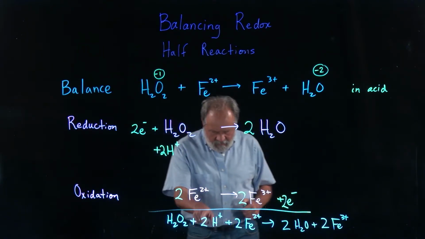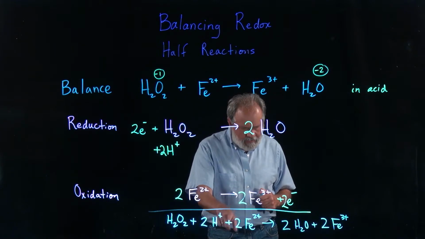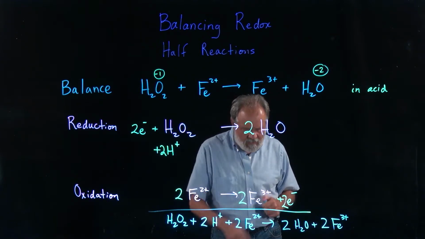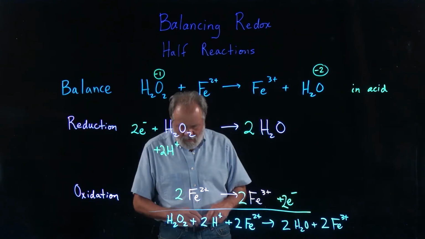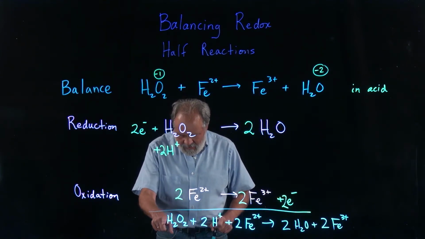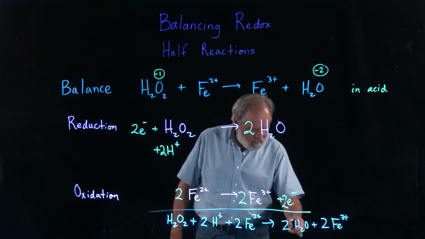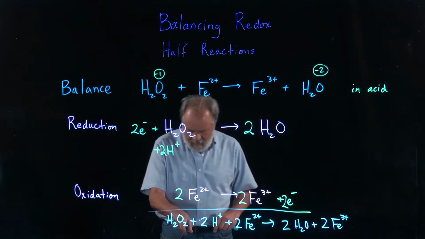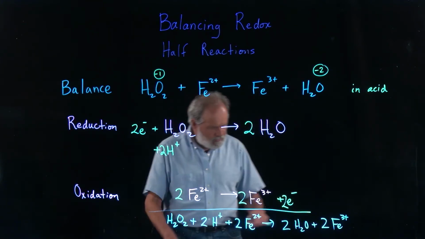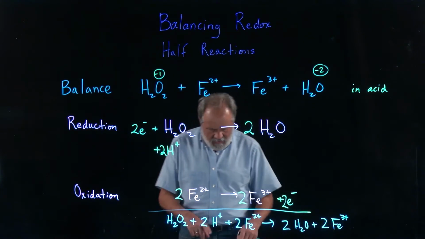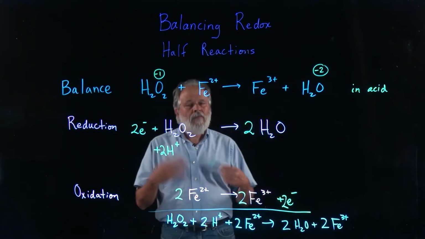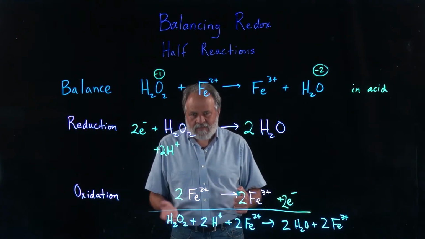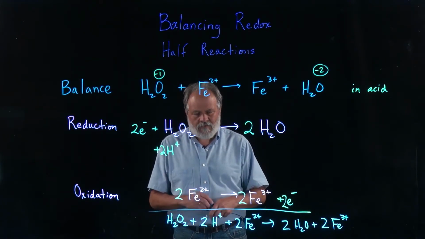What we're going to do is check the overall reaction at the end. We have a total of 2 plus and 4 plus, so a total of 6 plus here. So the total charge is okay. Now we're going to count hydrogens: 1, 2, 3, 4. There's 4 hydrogens. Number of oxygens, 2 and 2, and then the total number of irons is 2 and 2. So this is how you balance the half reactions in order to get the balanced overall reaction.